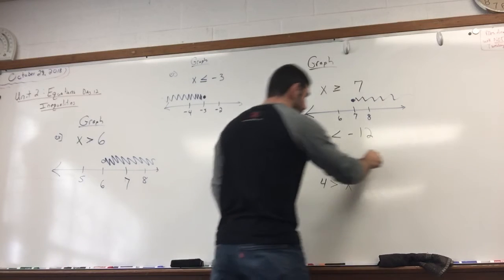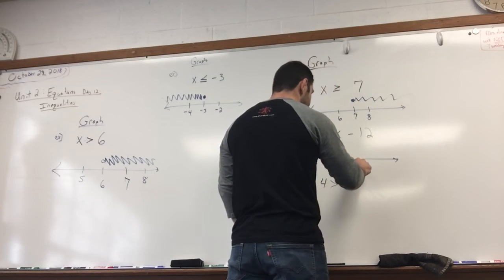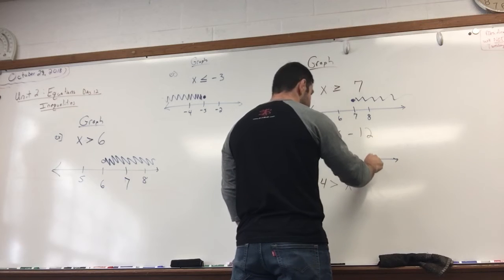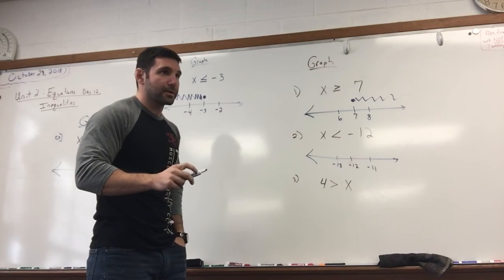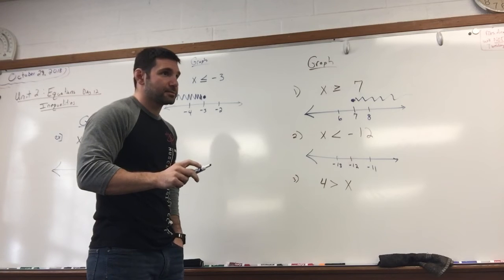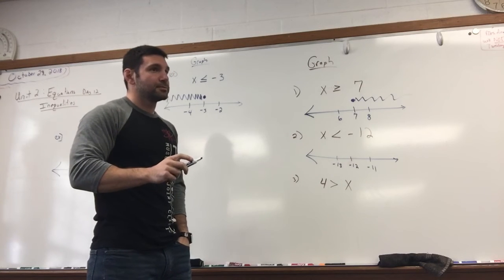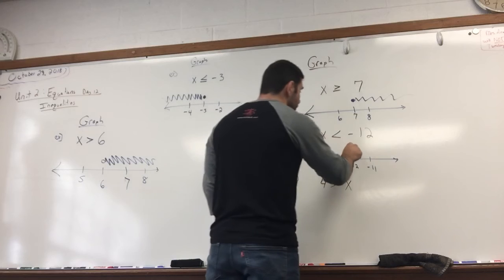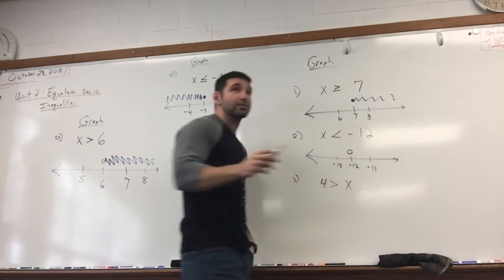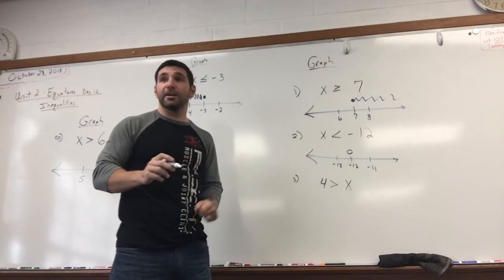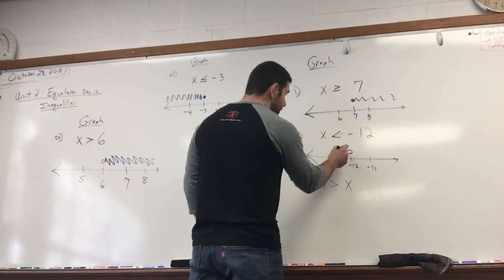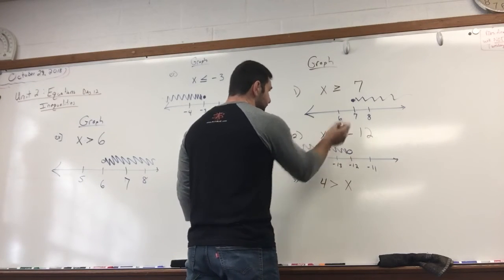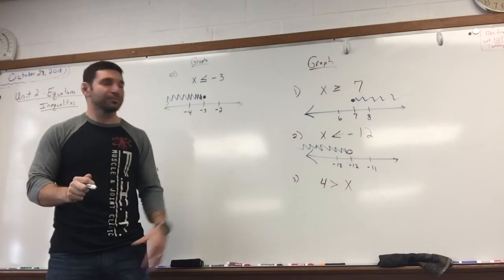Number 2, negative 12. Less is negative 13, greater is negative 11. Open or closed circle, Carly? Open, because we are not including negative 12 as an answer. Is the variable on the left? Yeah. So draw your arrow pointing this way. Negative 13 is certainly less than negative 12.